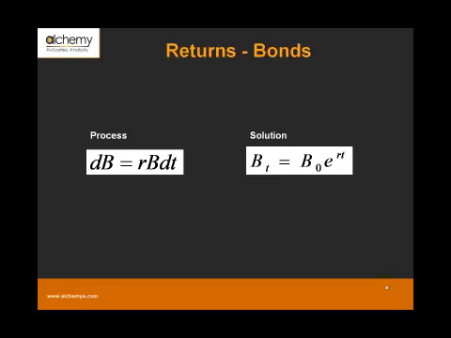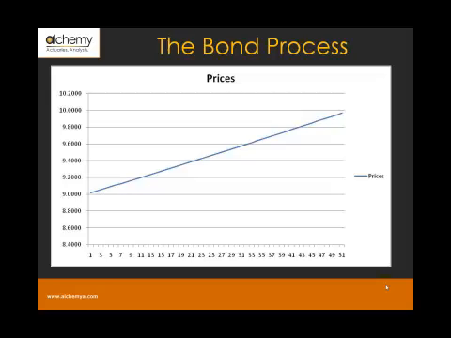So dB equals RB dt. RB dt is the process for the change in the value of a bond, and dt is the solution that we tend to work with. So if you plot this graphically, for small values of r, for small values of t, and for small values of dt, the line that you see is going to be a straight line.